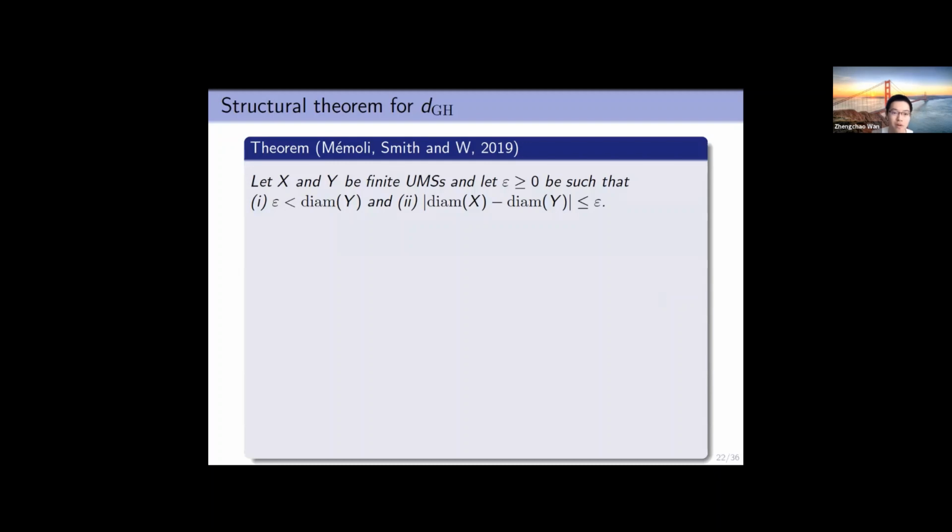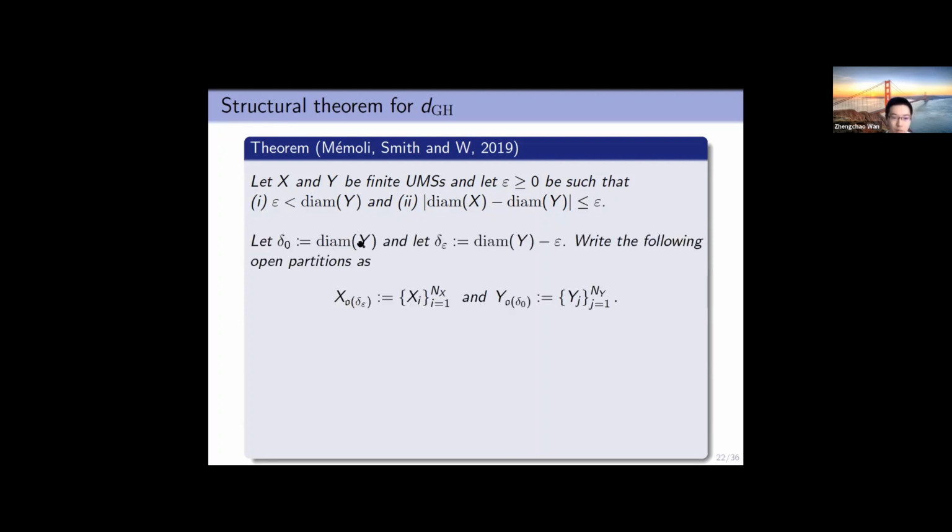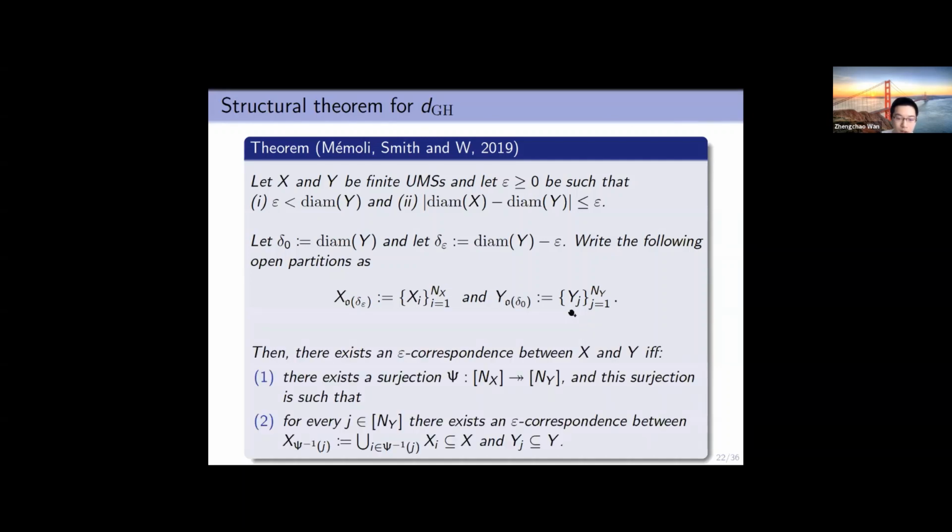And here is our second main result in our paper. Given two finite ultrametric spaces X and Y and the parameter epsilon greater than 0, and assume that the tuple X, Y, epsilon doesn't belong to one of the base cases, then let delta 0 be the diameter of Y, and delta epsilon be the diameter of Y minus epsilon. Then consider the delta epsilon open partition of X and the delta 0 open partition of Y. Then there exists an epsilon correspondence between X and Y if and only if there exists a surjection from the index set 1 to nx to the other index set J from 1 to ny. And this surjection requires that for each index J, there exists an epsilon correspondence between Y sub J and the union of X sub I, where I belongs to the pre-image of J.